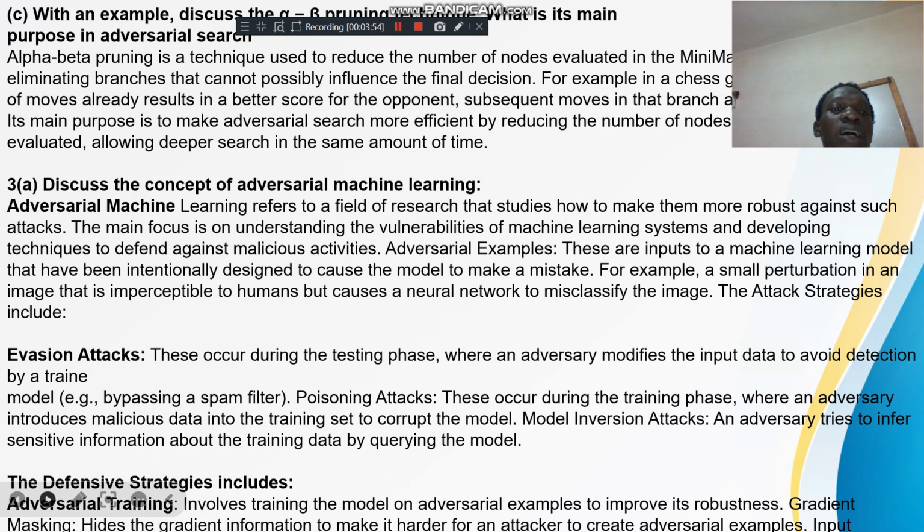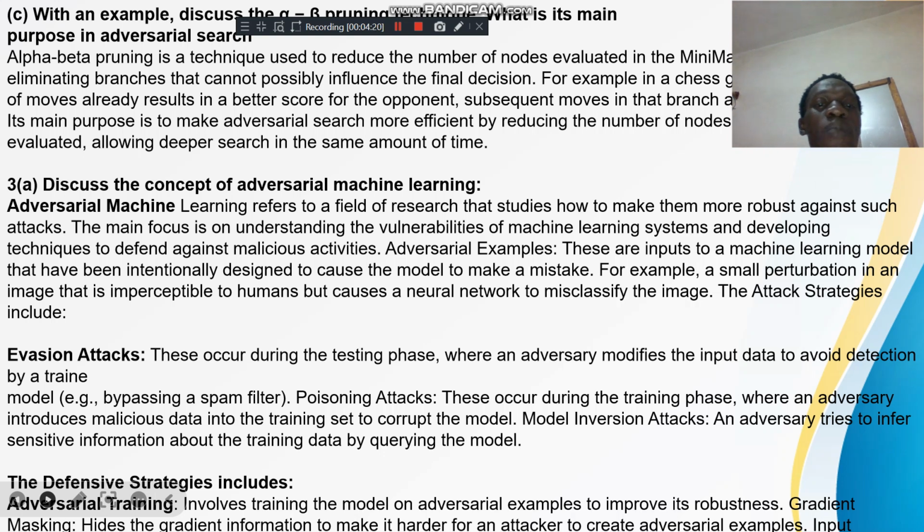With examples, discuss the alpha-beta pruning technique and what is its main purpose. Alpha-beta pruning is a technique used to reduce the number of nodes evaluated in the min-max algorithm by eliminating branches that cannot possibly influence the final decisions. For example, in a chess game, if one sequence of moves already results in a better score for the opponent, subsequent moves in the branch are not evaluated further.